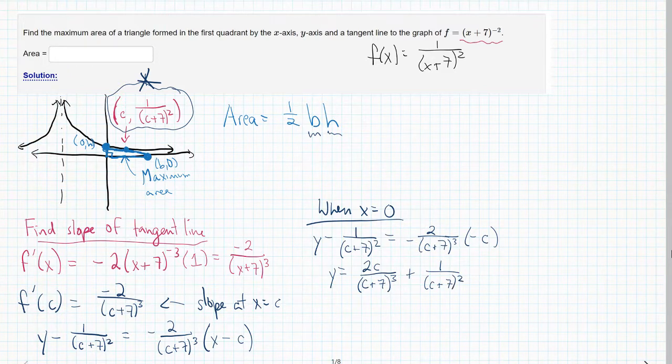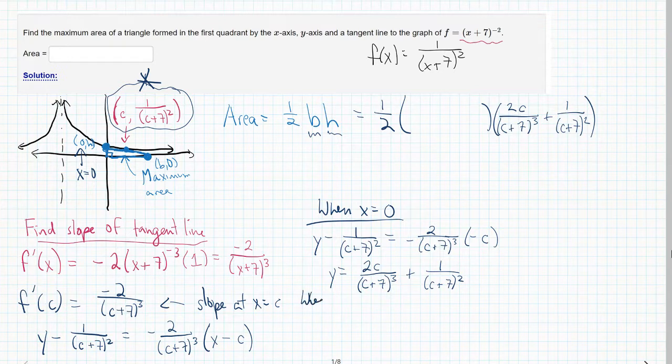So that can replace our h, and I'm actually going to give a little bit of room here. So 1/2, and then when we have b, we'll have some space here. And then h, we know is 2c over c plus 7, the quantity cubed, plus 1 over c plus 7, the quantity squared. All right, and the reason why is because we plugged in 0 for x, and notice that's what we called h, so x equals 0 right there. So that's how we were able to figure out that part.